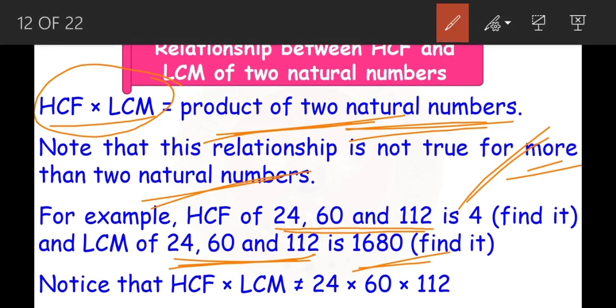Now, according to this, if we multiply HCF and LCM, it should be equal to the product of the numbers. But if we multiply, these values are not equal. That's why they have given the not equal to symbol there. So in the case of three numbers, the product of the three numbers is not equal to the product of their HCF and LCM, because it is applicable only for two numbers.